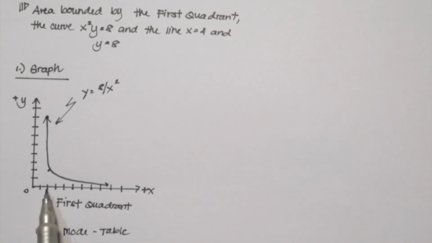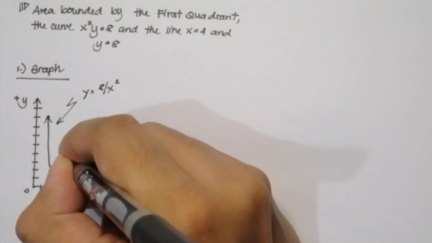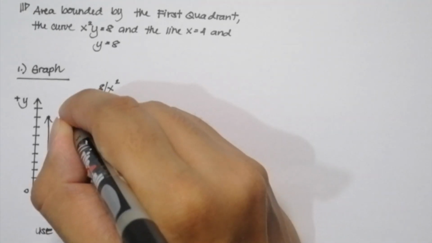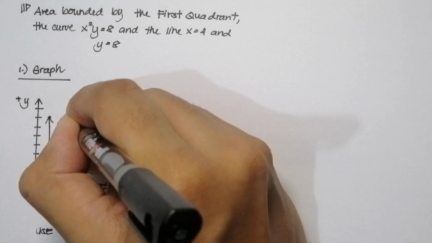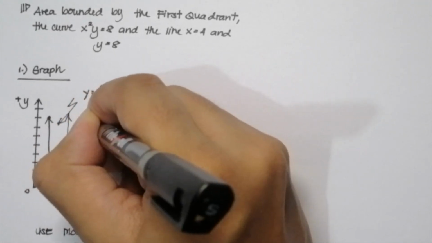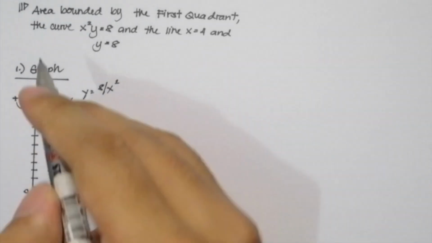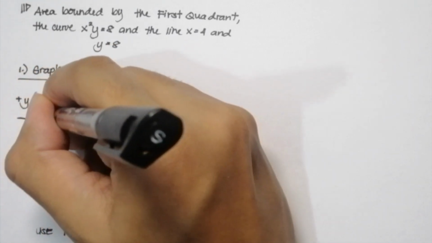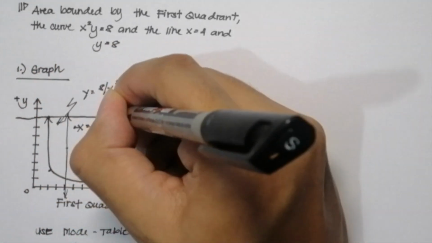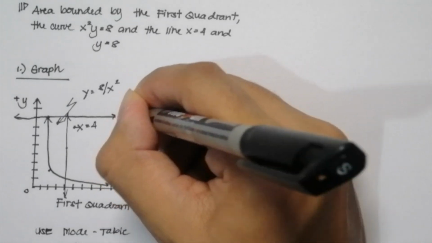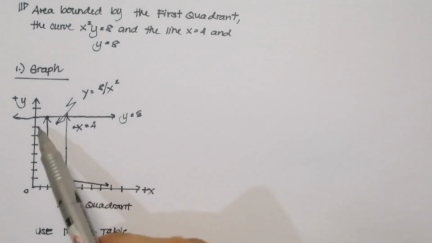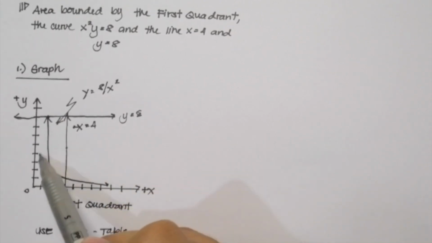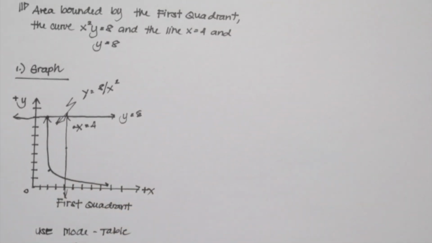Next, we need to plot our lines. So x is equal to 4 is simply a vertical line passing through x is equal to 4. And y is equal to 8 is a simple horizontal line that passes through y is equal to 8. So the area that we are looking for is this region, since it is stated in the problem that we should find the area bounded by the first quadrant and the following curves and lines.